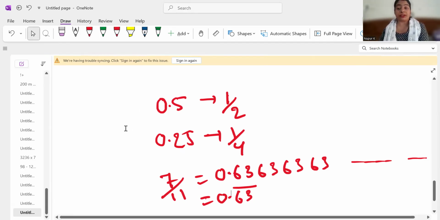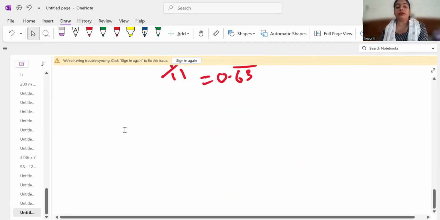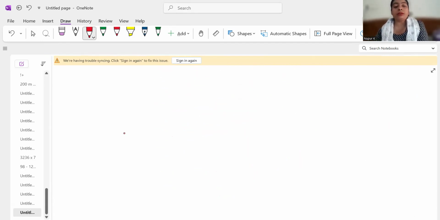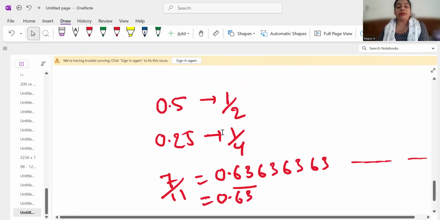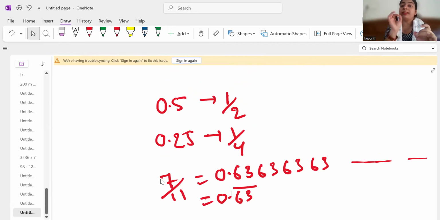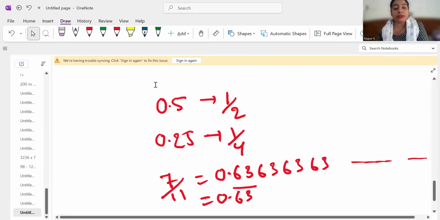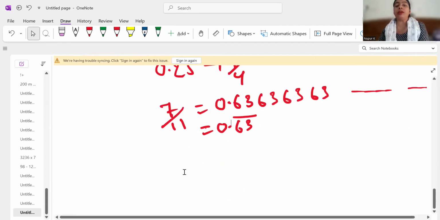And what is the definition of the rational number system? Can you guess? Let me tell you. First of all, these numbers like 1 by 2, 1 by 4, and 7 by 11 are much similar to fraction numbers. They are fractions themselves. And all of us know that fractions can be represented as a fixed point on the number line. Do you agree? So both these terminating decimals and these repeating decimals can be represented as a fixed point on the number line, and they are called rational numbers.